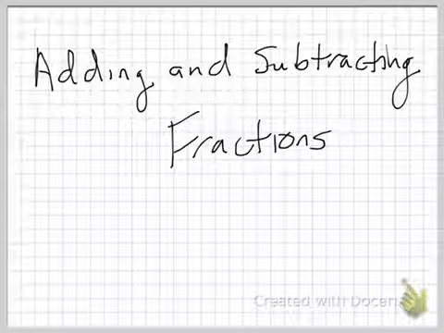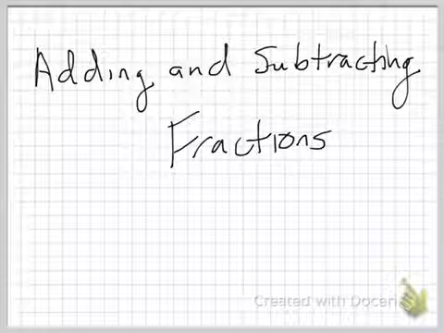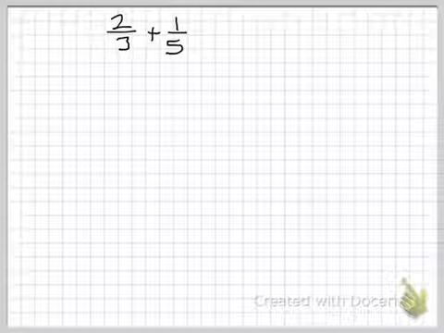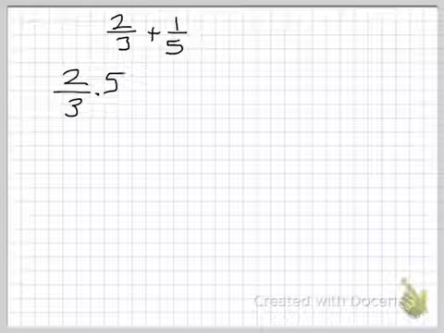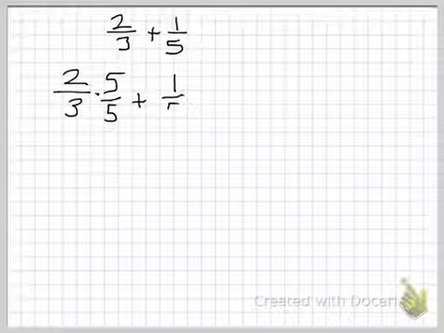Alright, this second review video is on adding and subtracting fractions, and I'm going to tell you what kind of work you should be including when you're adding and subtracting fractions. If we get a problem like 2/3 plus 1/5, we know that we need to use multiplicative identities to turn these fractions into fractions with a common denominator.